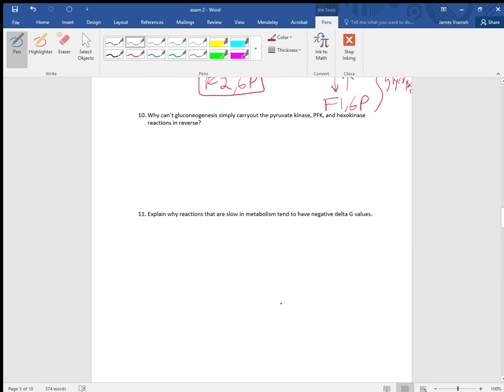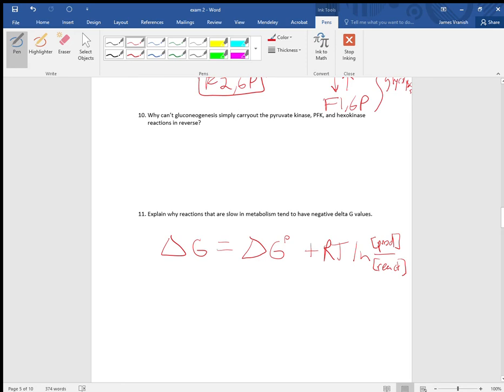All right, explain why reactions that are slow in metabolism tend to have negative delta G values. All right, so for this particular question, you needed to basically explain through. So I think there's one other type of answer I gave credit for with this as well. But what I was looking for basically was for you guys to explain through this particular equation. And instead of having Q here, I'm actually going to write out the Q part. So we have products on top, reactants on bottom.